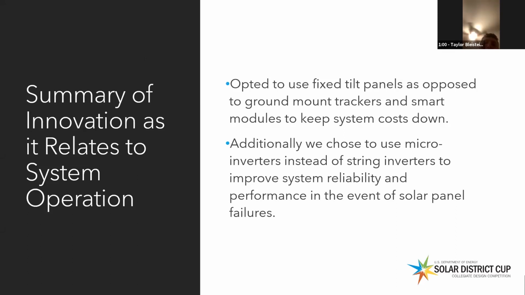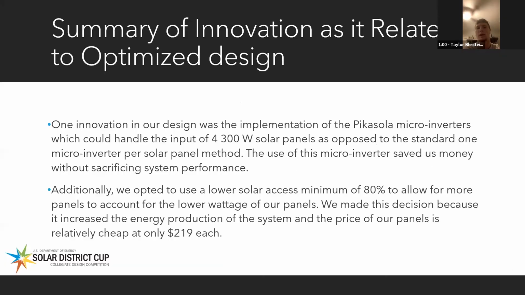The last point on that slide was that additionally, we used a lower solar access minimum because of our panels. So we went for a greater number of panels than at 95% solar access because of the price point of our panels. They were a lot cheaper than smart modules.